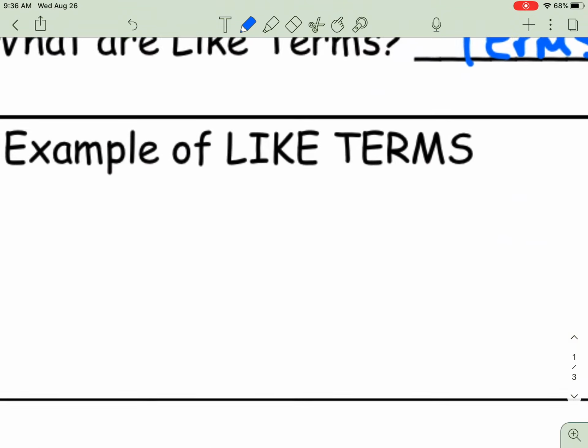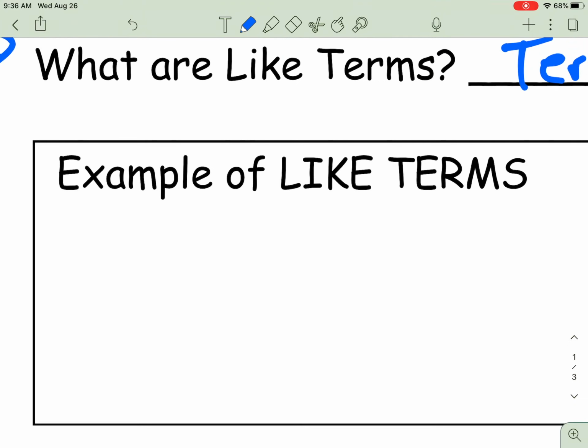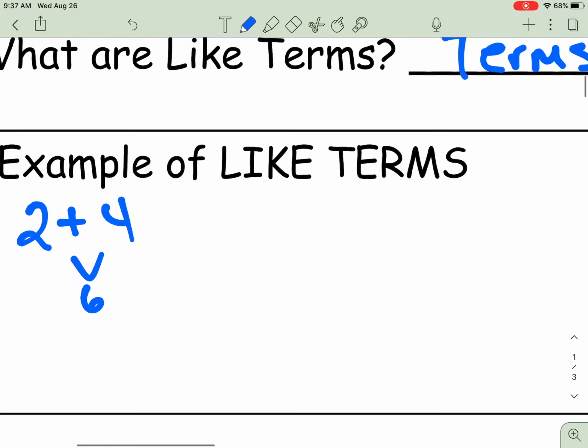An example of like terms is something very basic, something you learned in elementary school. What is 2 plus 4? 2 plus 4 is equal to 6. So you can combine those, right? This is an equation, but you could do it with an expression too and just say that it's 6 and not have to use the equal sign. Those are like terms. Those are things that are similar, and so you can combine them.